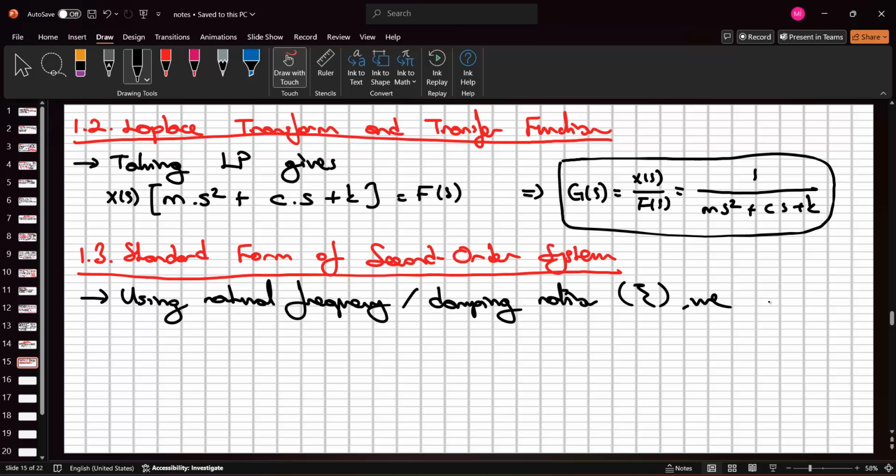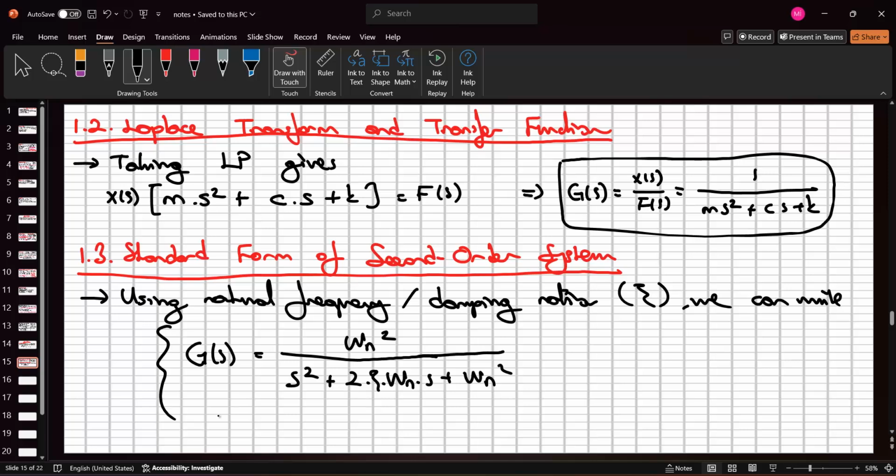And so we can write the following formulation: G(s), or any G(s), can be represented with what? Wn square divided by s square plus 2 zeta Wn s plus Wn square. And so any second order system can be modeled based on the natural frequency and damping ratio, because everything contains these constants in real life or in physics or in the universe.